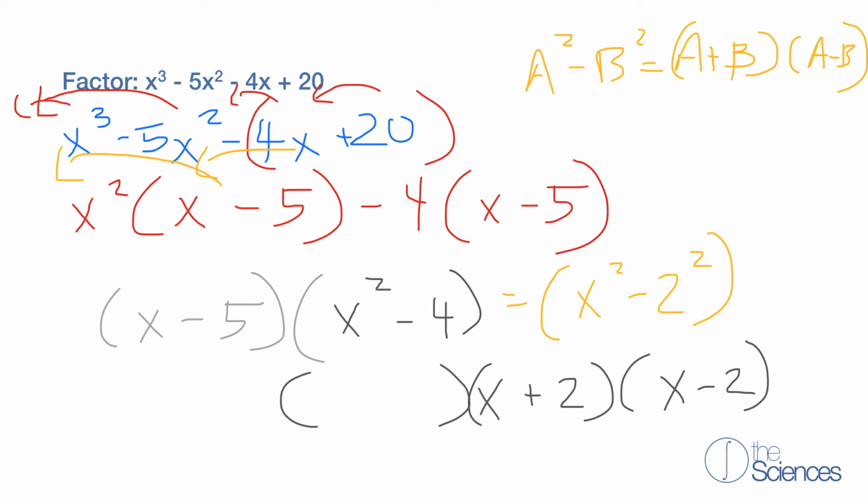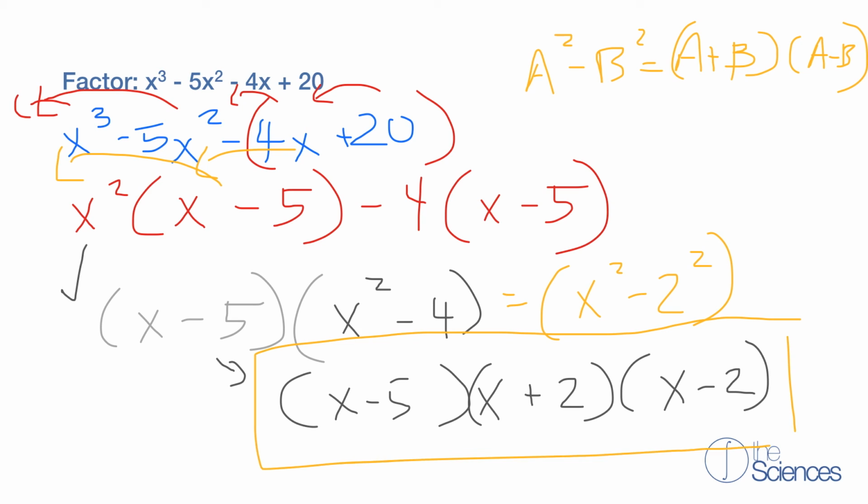times, bring down our x minus 5, and so let's see if we can try and factor this out anymore, but that's it. So this is our answer: x minus 5 times x plus 2 times x minus 2.